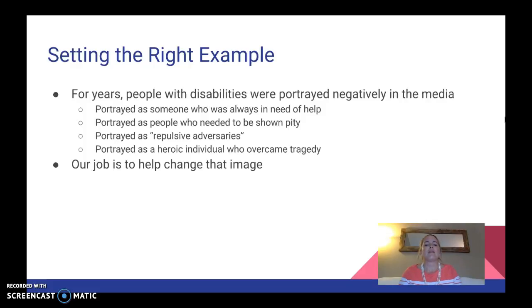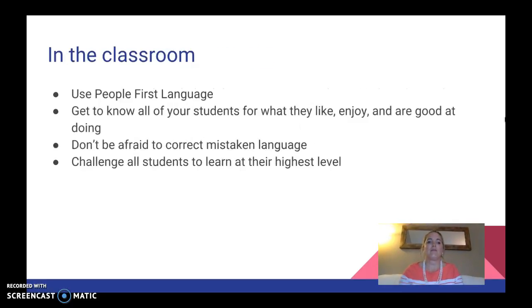And we also might see somebody who has a disability as the heroic individual who overcame tragedy, when in reality, the majority of people with disabilities are just like everybody else. So anybody who doesn't have an identified disability. Our job is really just to help change that image, and that's really what we want to focus on at the start of the school year this year. So in the classroom, what you need to be aware of is just to get to know people first. And that will help you really implement the idea of People First language.